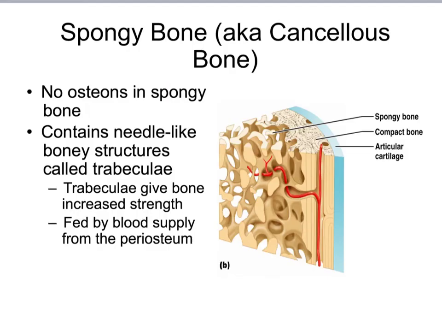Spongy bone does not have the osteons like the compact bone does. Those are those tree rings that we were just talking about. It contains needle-like bony structures called trabeculae. Trabeculae give bone increased strength and allow it to be fed by the blood supply coming from the periosteum.